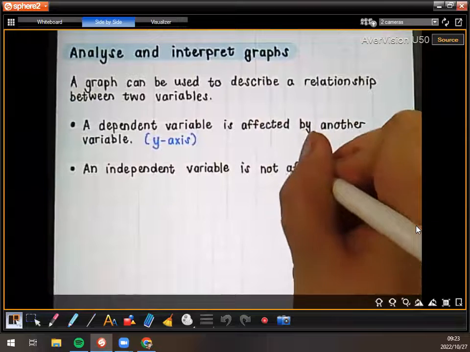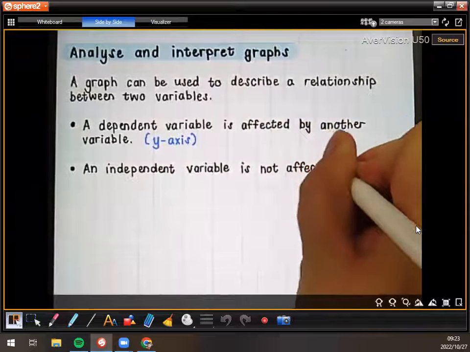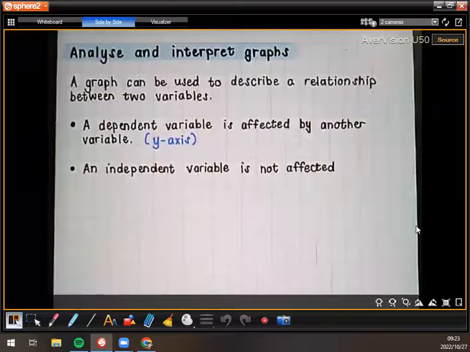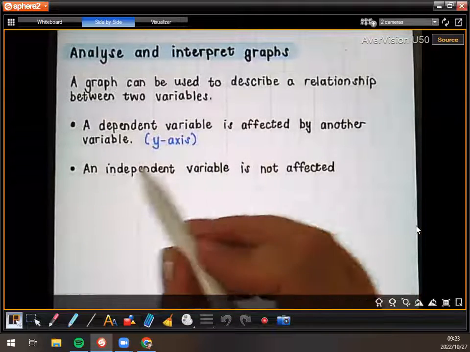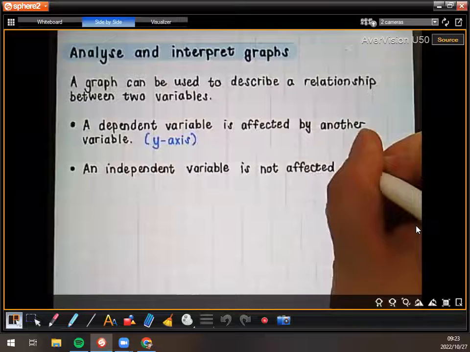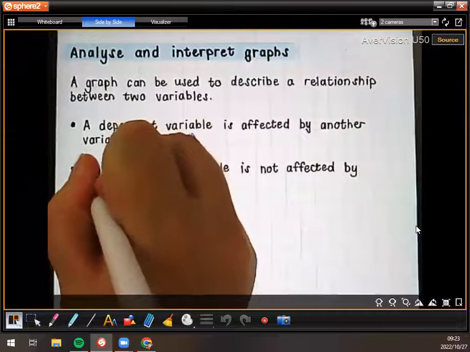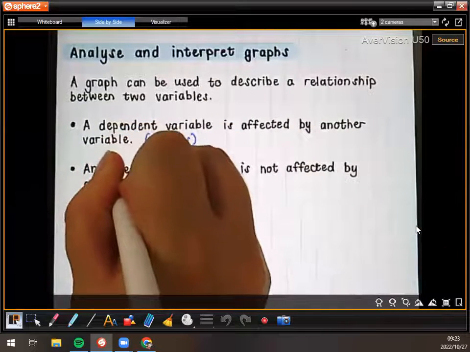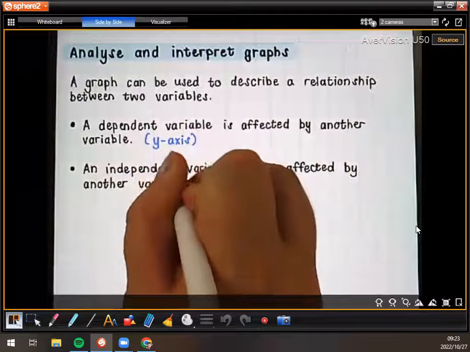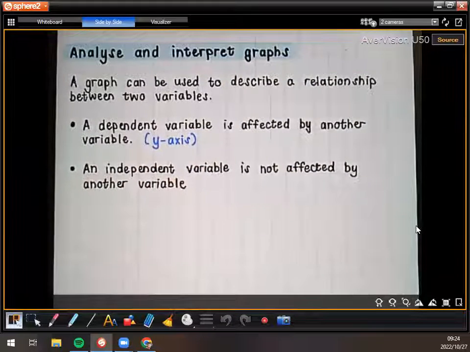The most commonly used independent variable is time. Right? Time is going to pass, right? Whether you are 160 centimeters tall or 170, time is still going to go. All right? So time is usually the independent one. It can be something else as well. The independent variable is not affected by another variable. And the independent variable is always going to go on the x-axis, which is the horizontal one, this one, right?